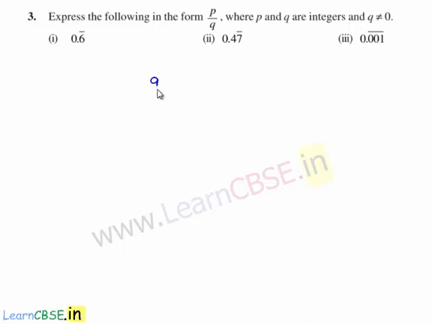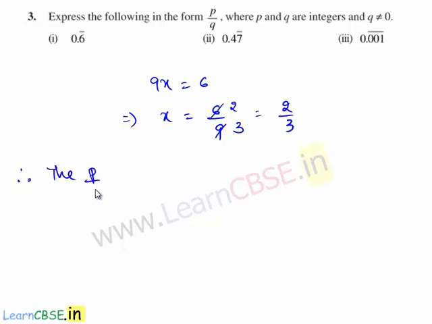Therefore 9x is equal to 6 gives x is equal to 6 by 9. Since 6 and 9 are multiples of 3, we cancel out the common factor and we are left over with 2 upon 3. Therefore, the p by q form of the given decimal expansion 0.6 bar is 2 upon 3, where 2 and 3 are integers and the denominator is not equal to 0.